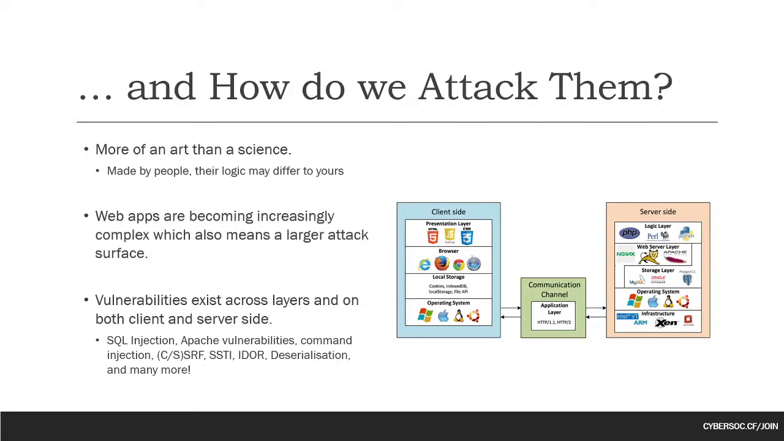Then there's deserialization. Some frameworks are now starting to serialize data when they transfer it. So with an insecure deserialization, we can submit some malicious piece of data, and when it's deserialized on the server side, it will be executed. Obviously, that's bad because we can pass in commands and stuff like that. And there are many, many more. Web app hacking and attacking web apps is a massive field.